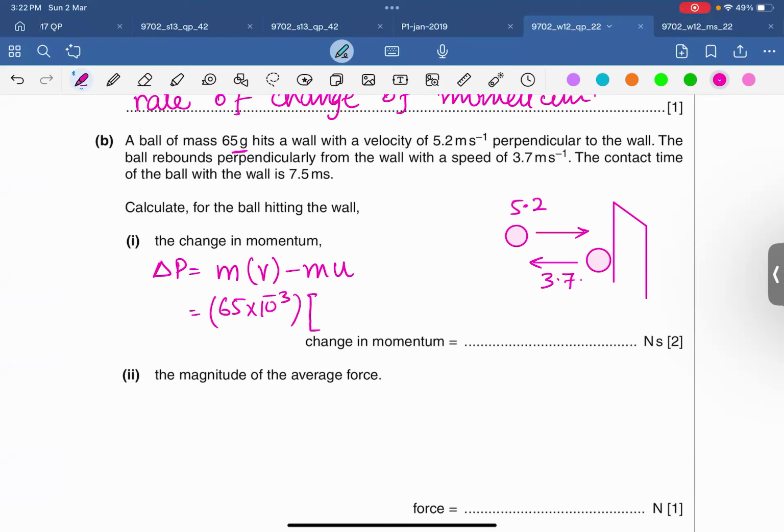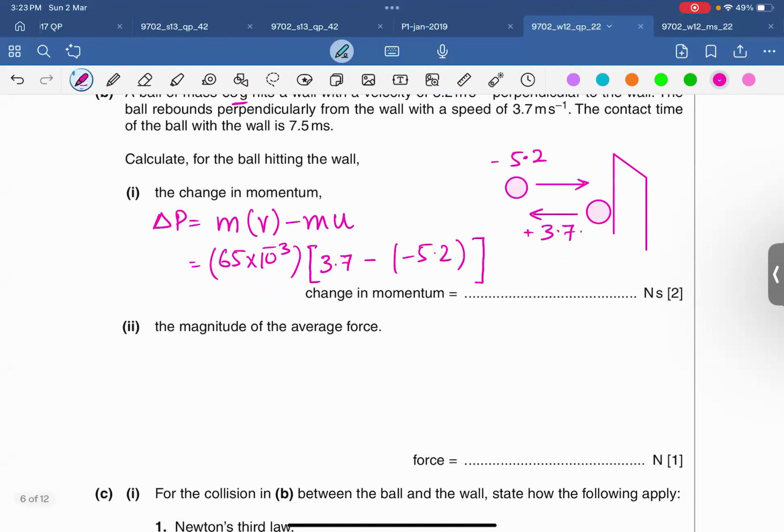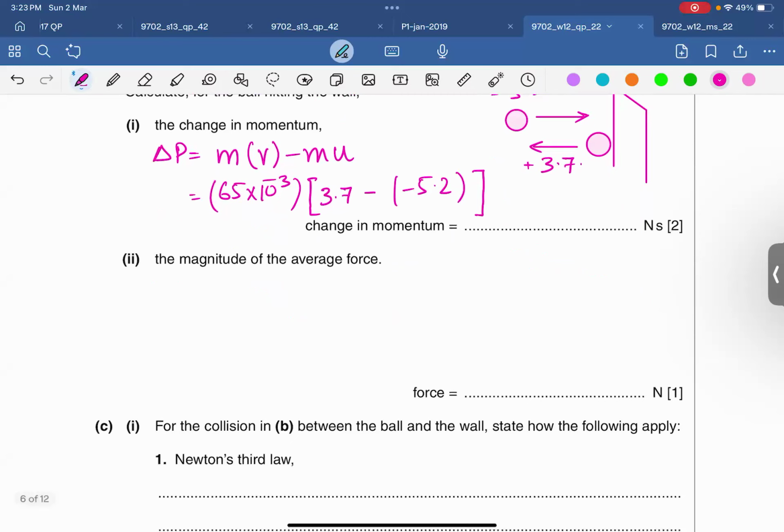Do you consider the direction? Yes, which direction? I'm taking this one positive and this one negative. So 3.7 with a positive sign and negative 5.2. This is a very repeated error. I'll show you the examiner report, where they mention this error too, that students didn't consider the direction. Please calculate how much it comes to.